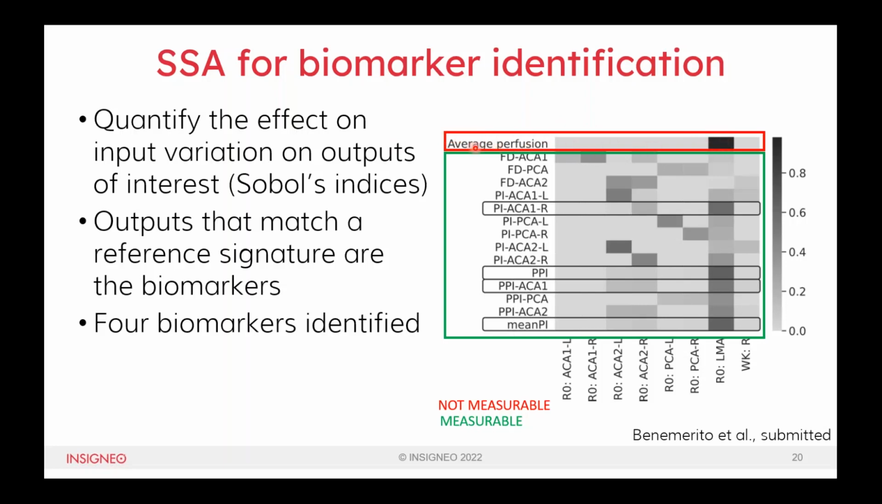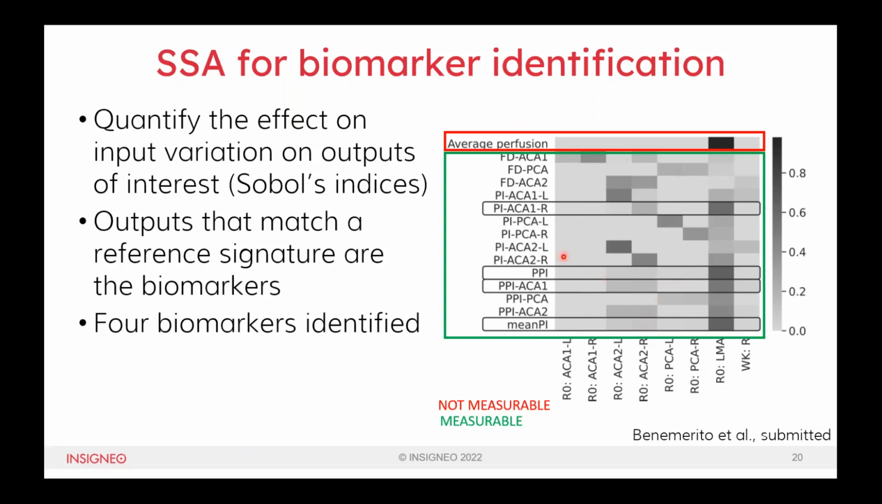And remember, what we are interested in is the distal perfusion, which is not measurable, and is this variable here. And if you look at the variables that affect it, you see that essentially it's only determined by the radius of the leptomeningeal anastomosis. So ideally, if we look for a biomarker, we're looking for a variable that behaves in the same way as the average perfusion and is affected by the same set of parameters.